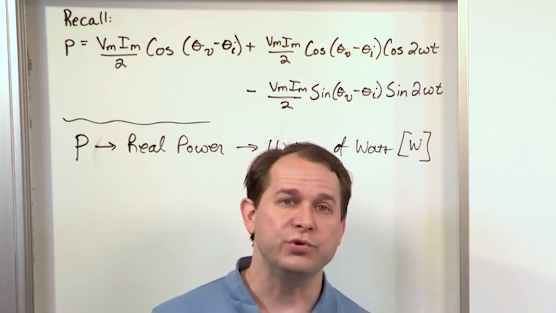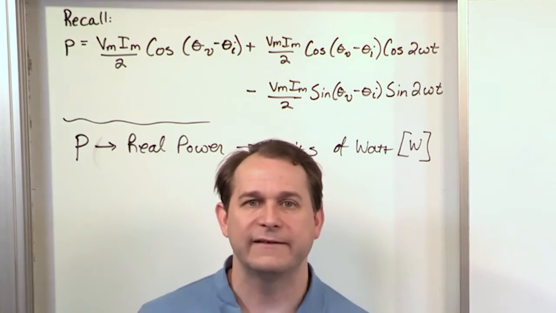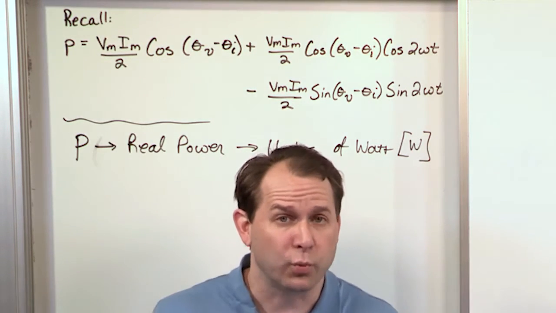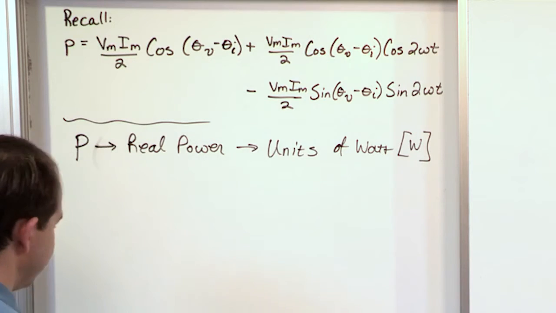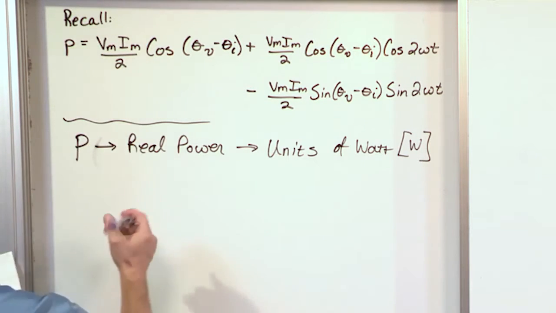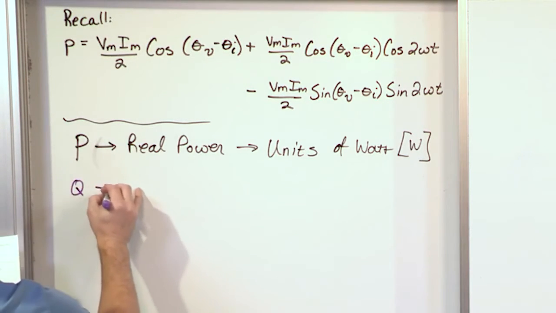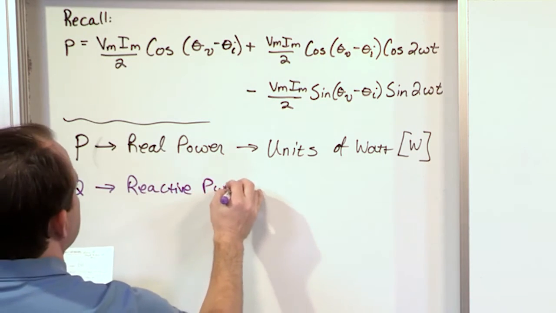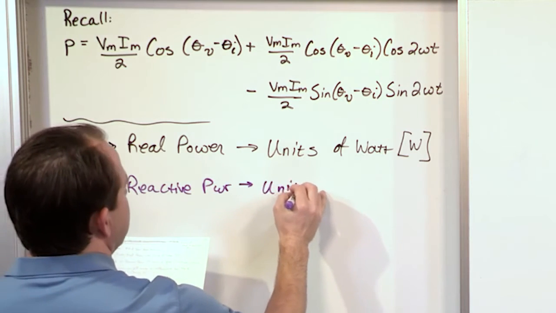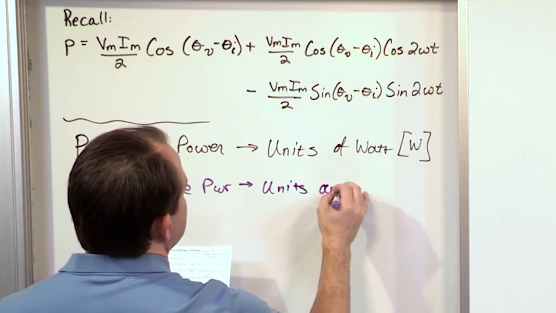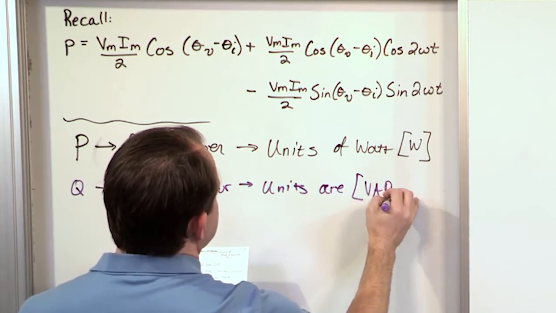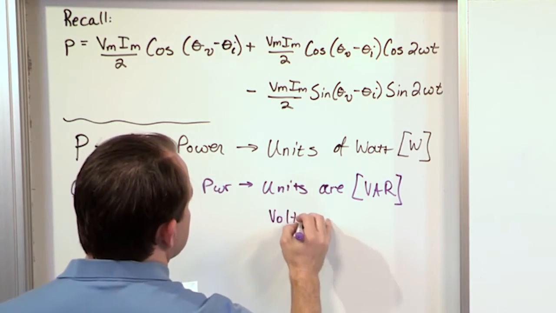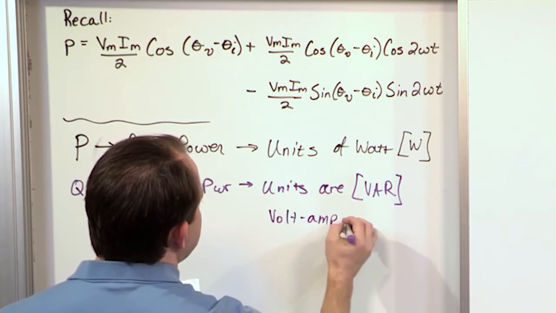So we actually have a new unit that we use to discuss reactive power. It's important to keep in mind that there's nothing different about it. It could still be called watts, but we just don't because it gets confusing. So for Q, the reactive power, the units are something called VAR. That stands for volt-amp reactive.